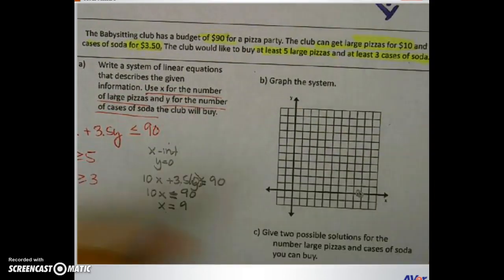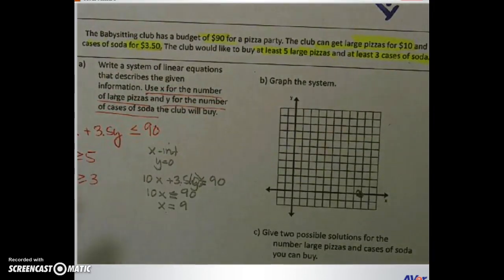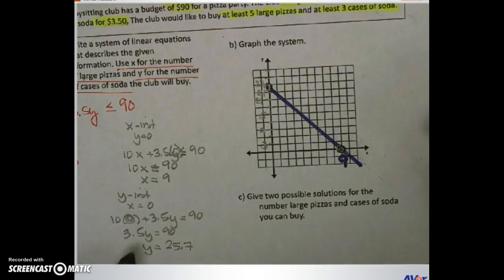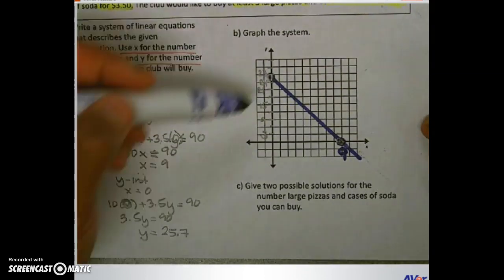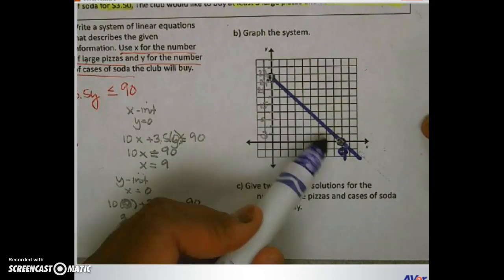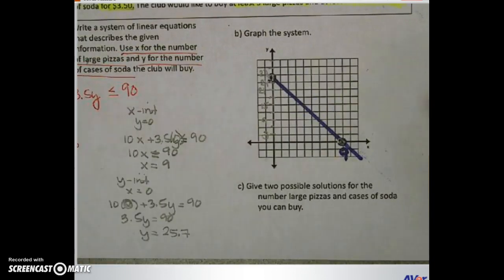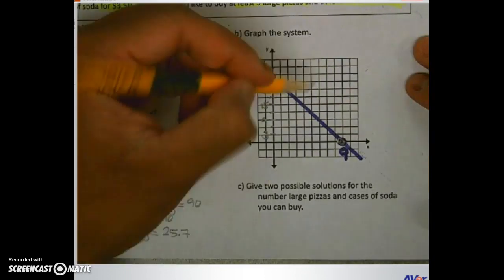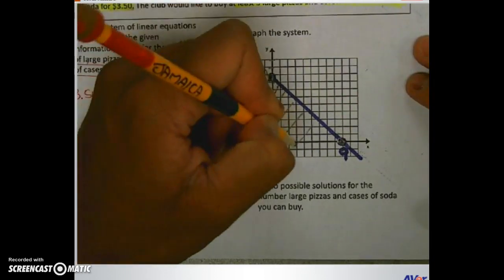Do the same thing really quickly with the y-intercept. Press pause right now. Okay, so I did that and I got y equals 25.7. You can press pause and copy my work if you need to. And I went by 3's and I graphed it right about there and then I connected the dots. It has to be less than or equal to that. So in my mind I'm thinking, okay, it's got to be under budget. We want to be under budget.